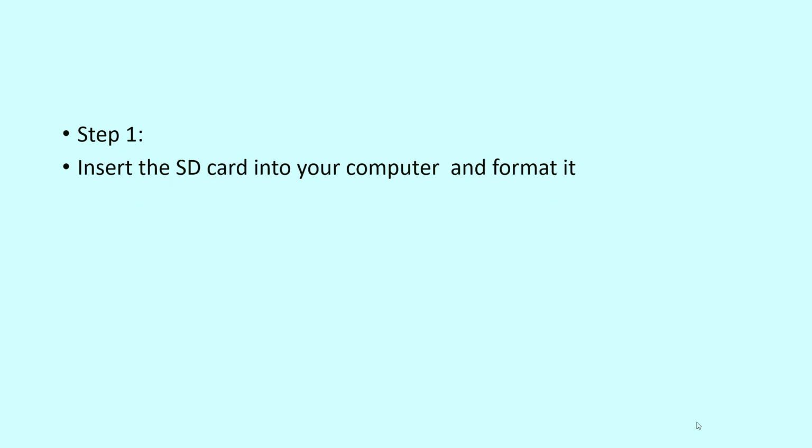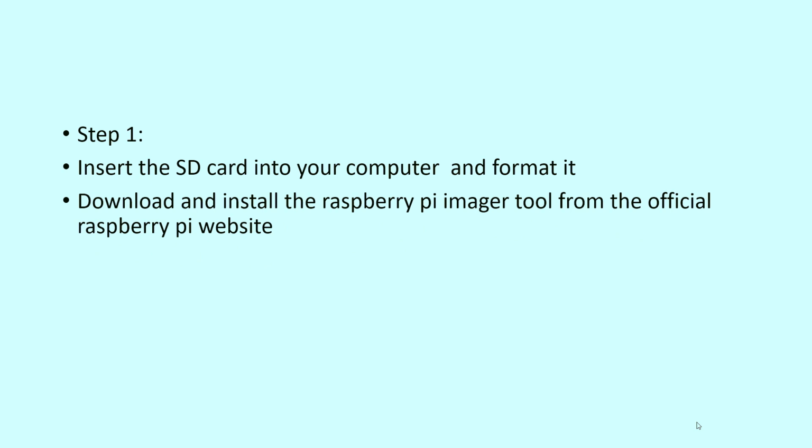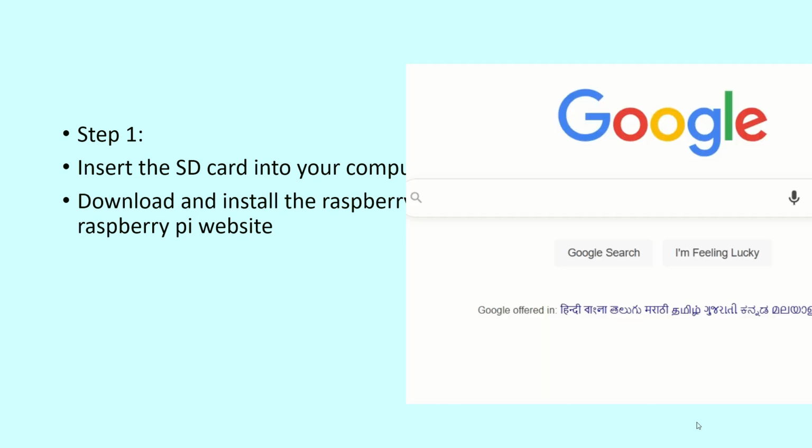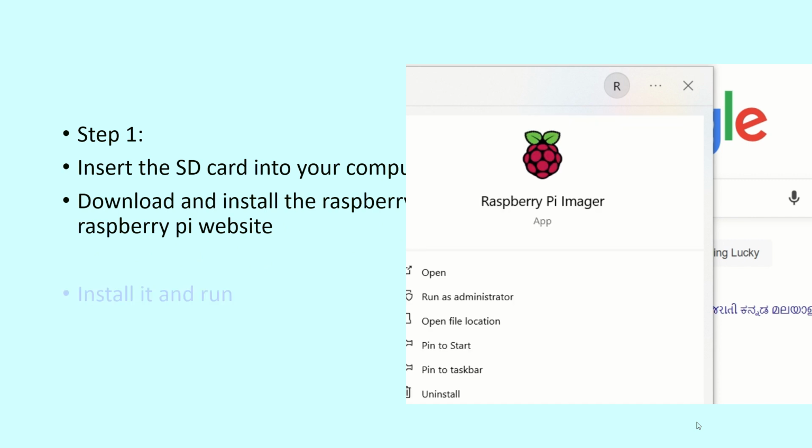So in the first step, you need to insert the SD card into your computer and format it. Then you have to download and install the Raspberry Pi Imager tool from the official Raspberry Pi website. After downloading, just install it and run.